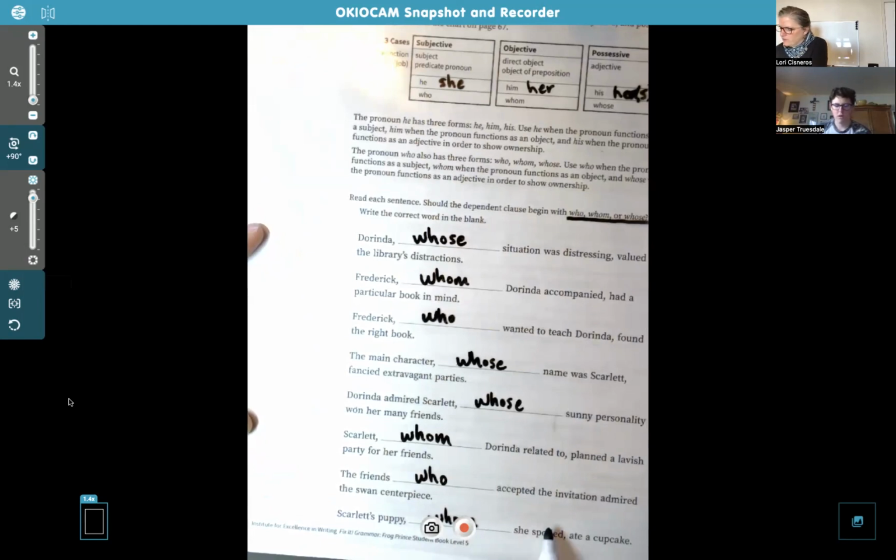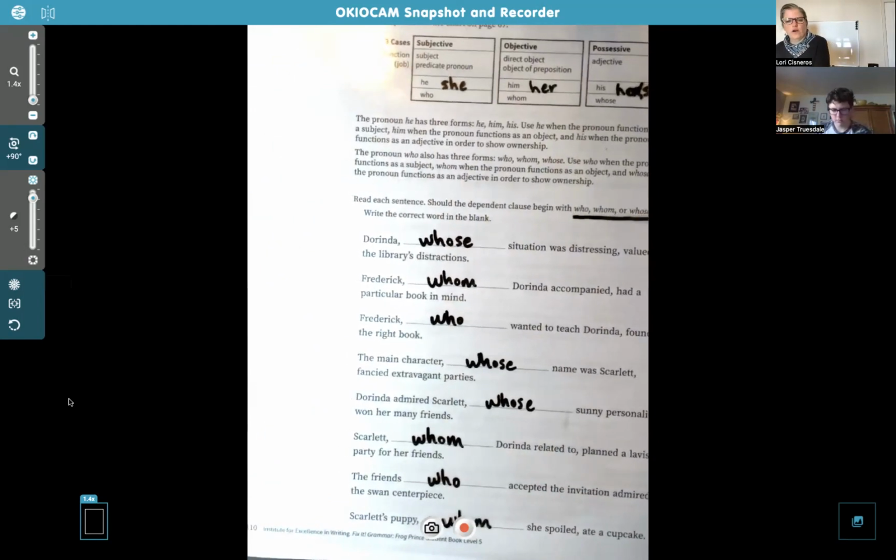And the way we can tell that is it becomes the object. She spoiled the puppy, right? So Scarlet's puppy whom she spoiled ate a cupcake. Yeah, that was probably the only tricky one, because most of them obviously made more sense with those specific words in there. So the more you practice this, the more it'll begin to make sense to you. This little chart will help.